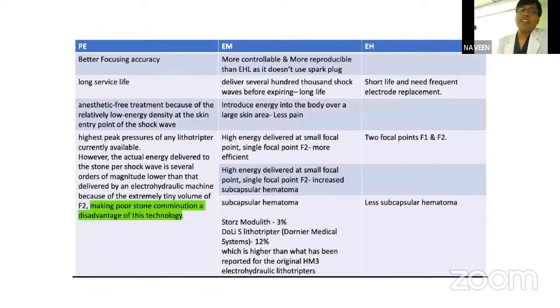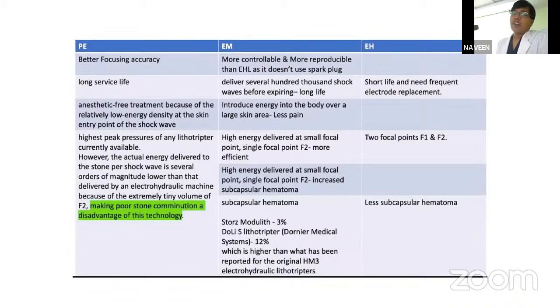Now come to the comparison of all 3 types of generator. So the piezoelectric generator has a very good focusing accuracy and long service life, but very poor stone comminution. This is the major disadvantage of this piezoelectric generator. While electro-hydraulic generators are very good in stone breaking, but the major disadvantage of this generator is very short electrode life, and they have 2 focal points, focal point 1 and focal point 2.